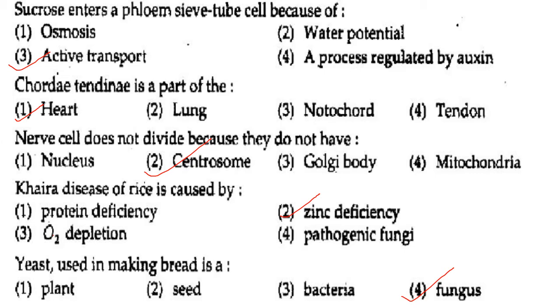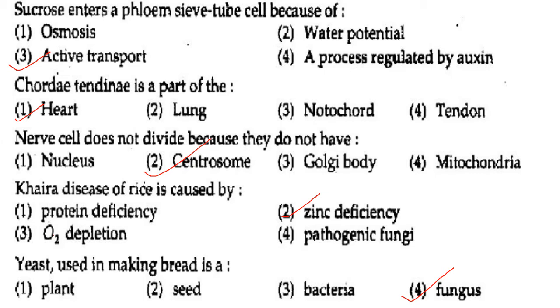Next one. Khaira disease of rice is caused by: option 1, protein deficiency. Option 2, zinc deficiency. Option 3, oxygen depletion. And 4, pathogenic fungi. Answer is option 2, zinc deficiency.